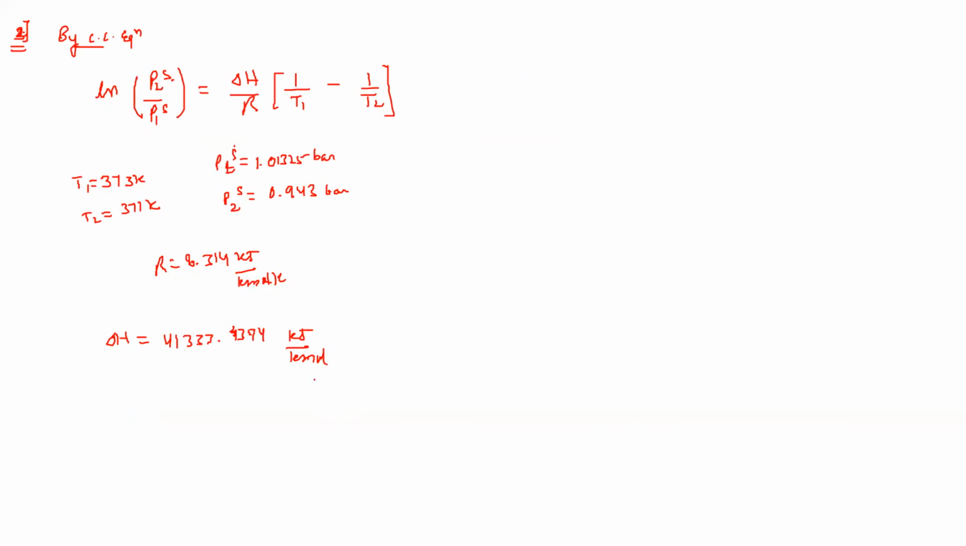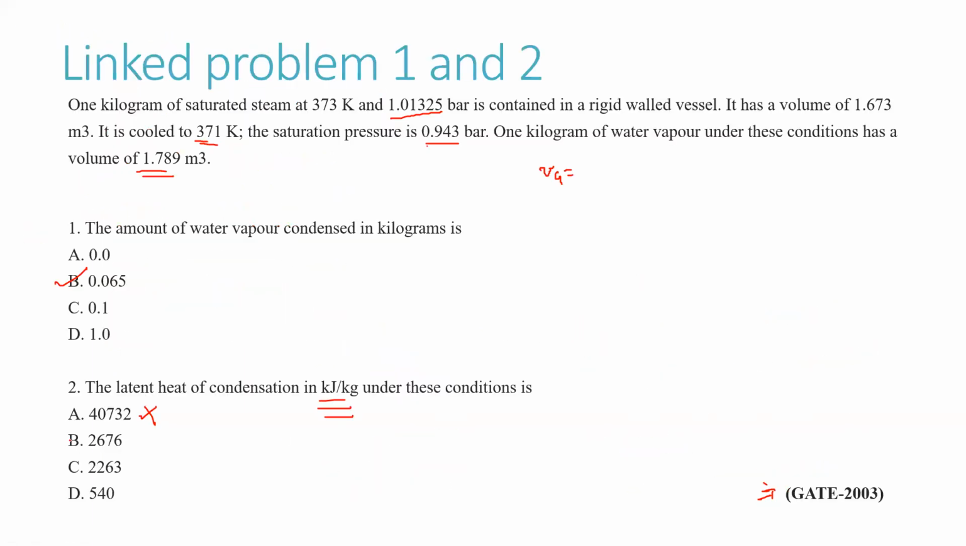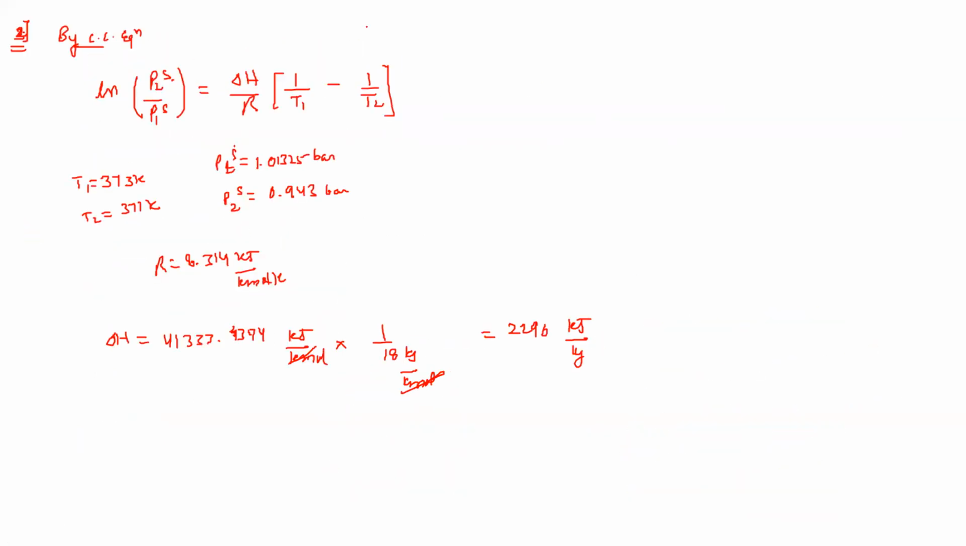All right. So we have to convert this kilomole into kg. We are talking about water, so the molecular weight is 18. So we'll divide by 18 kg per kilomole, and we'll get everything in kilojoule per kg. So this comes out to be around 2296 kilojoule per kg. Now if we go back, this option is closest. So 2676 is our answer. All right. Hope you're clear with how to solve problems like this.